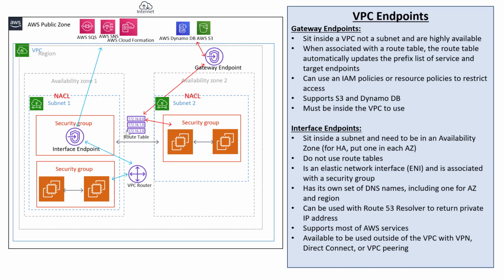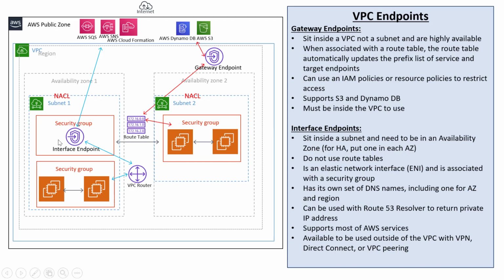So let's go over a few essentials that you need to know for your exam. So gateway endpoints sit inside a VPC, not a subnet, and they are designed to be highly available. They are associated with the route table, and when they're associated, the route table is automatically updated with the prefix list of the service and the target endpoints, and I'll show you that in our demo in the next section. You can use IAM policies or resource policies to restrict the access, and right now gateway endpoints only support DynamoDB and S3, and you must be inside a VPC to be able to use these gateway endpoints.